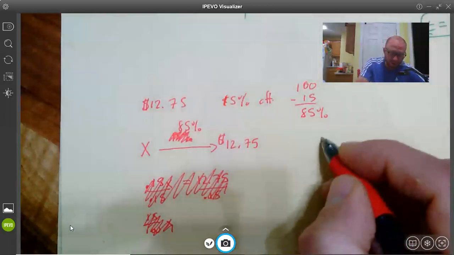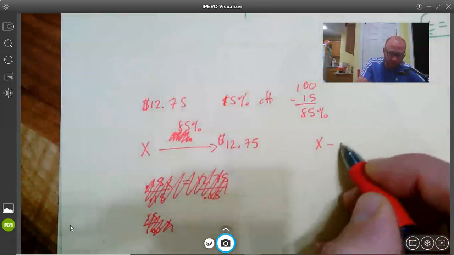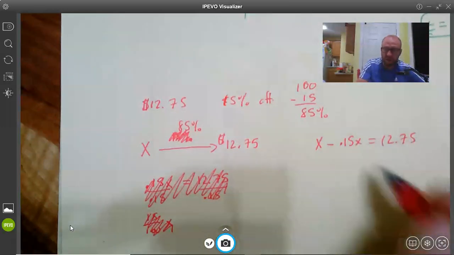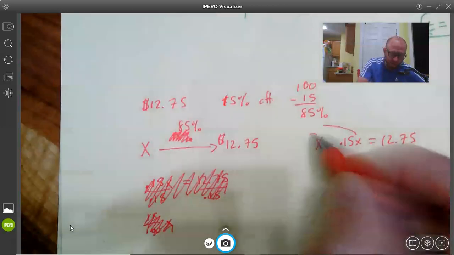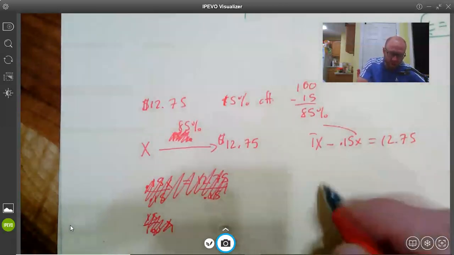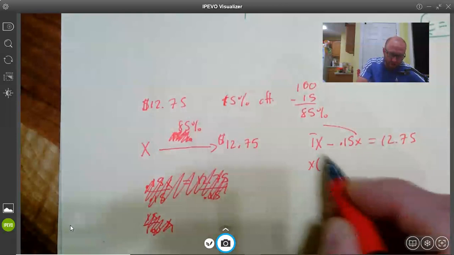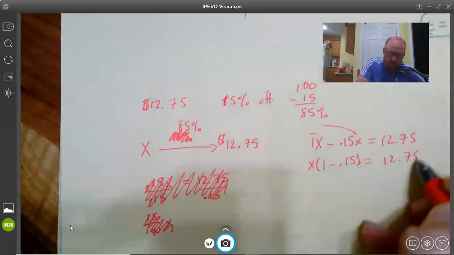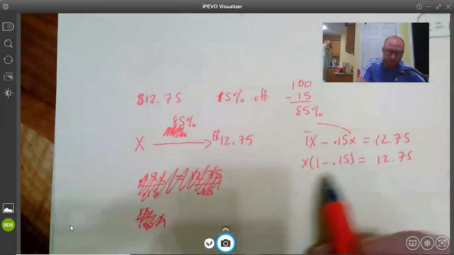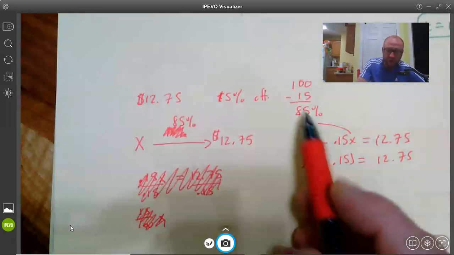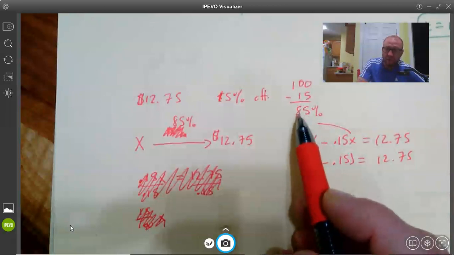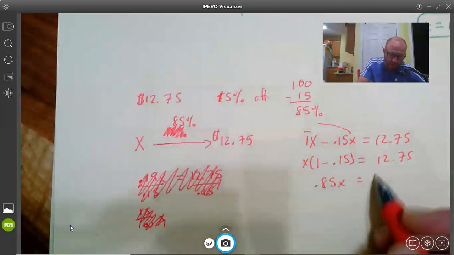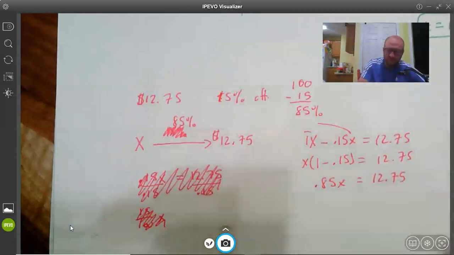So instead of going original price minus 0.15x equals 12.75, we think, well, let's just do a little distributive property thing. I'm going to pull these x's out. That's a 1x. And we'll get x times (1 minus 0.15) equals 12.75. And 1 minus 0.15, that's 100% minus 15%, is 85%. And we get 0.85x equals 12.75.